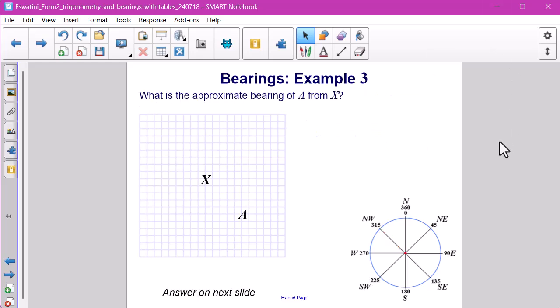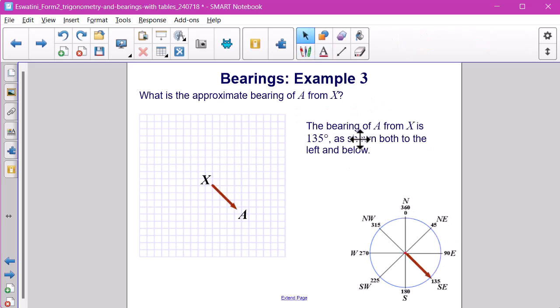What is the approximate bearing of A from X? Well, if we look at the direction of A from X, it corresponds with southeast. So the correct answer to this would be 135 degrees of a bearing. And we can see that the solution shown here is exactly the same solution that we found. The bearing of A from X is 135 degrees.